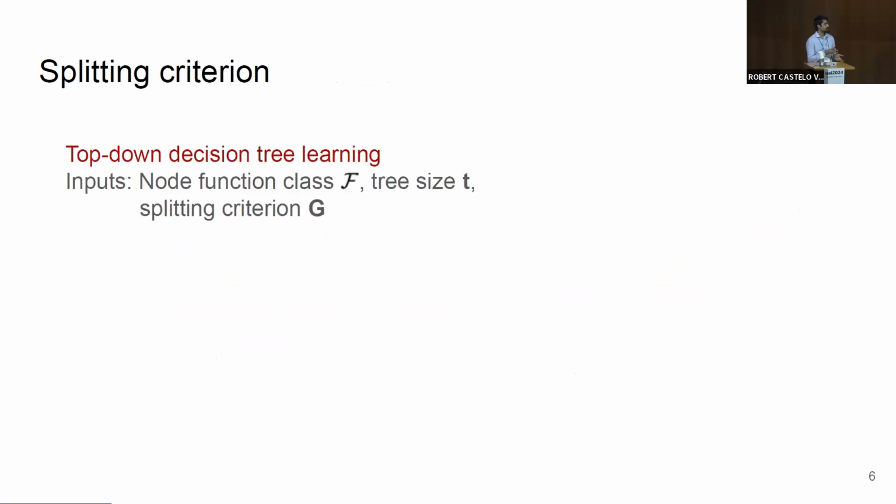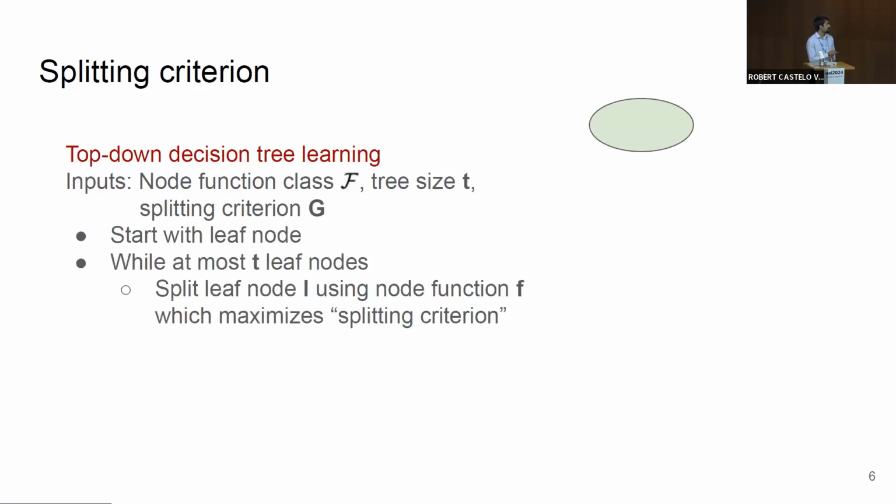All right, so let me start with the splitting criterion. I'll quickly summarize what the top-down decision tree process is. It's a simple algorithm. You have an input and a node function class. This is a set of splitting rules you could use at any node inside the decision tree. We assume it's a finite class. We assume we're given the size of the tree, and we are given a fixed function, which is a splitting criterion. We start with the leaf node, and while we have at most t nodes, at each round we split the leaf node using the function which maximizes the criterion.